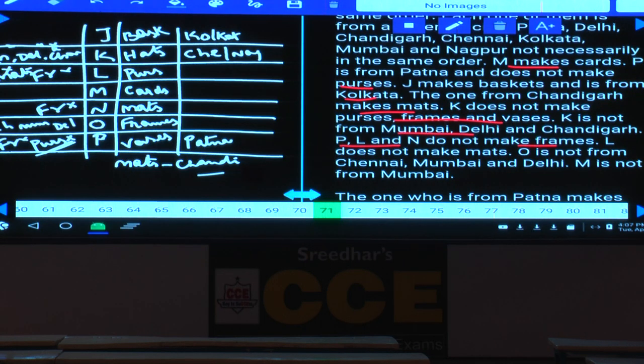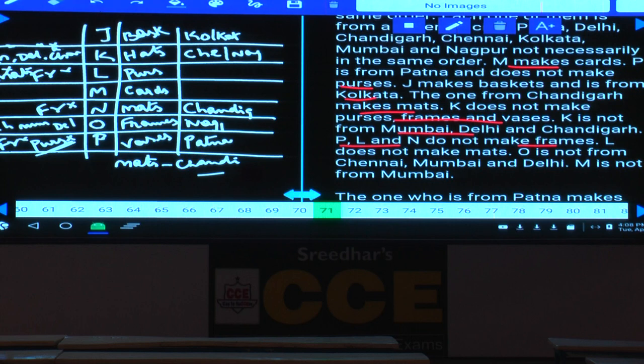As mat is already been finalized here, and this Chandigarh must be at this place, isn't it? Chandigarh. And Chandigarh is mat. Then coming to this O, O cannot be Chennai, does not belong to Mumbai and Delhi. Mumbai, Delhi, and Chennai were ruled out. At the same time, Kolkata, Chandigarh, and Patna were ruled out. Then what is the only thing left over here? And this person must be Nagpur. And this O is from Nagpur.